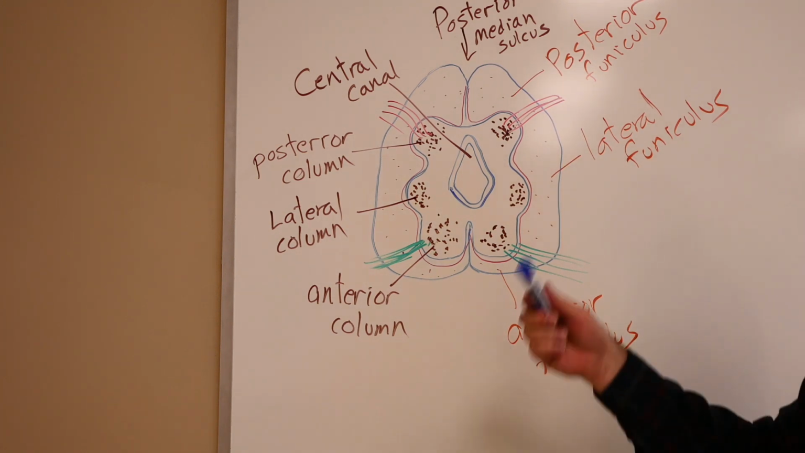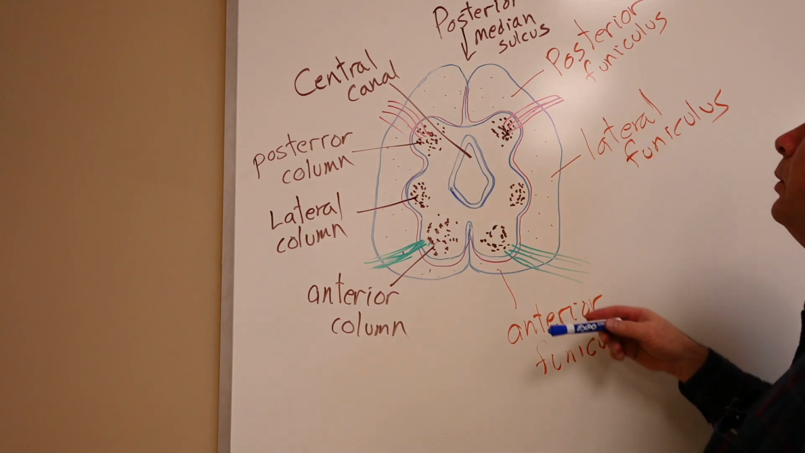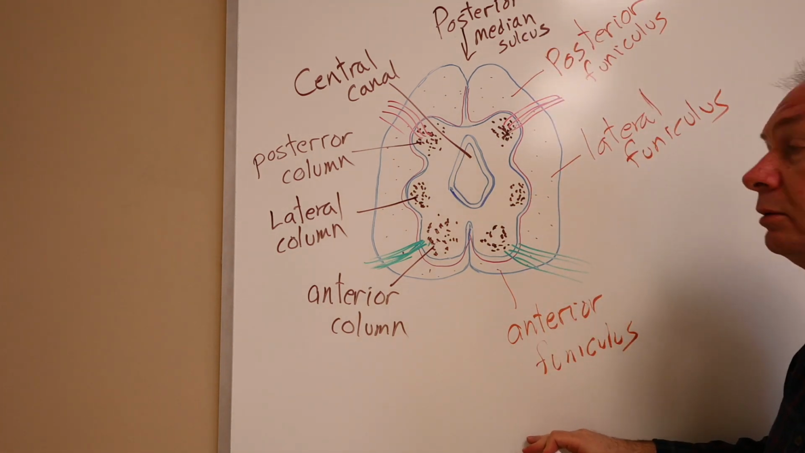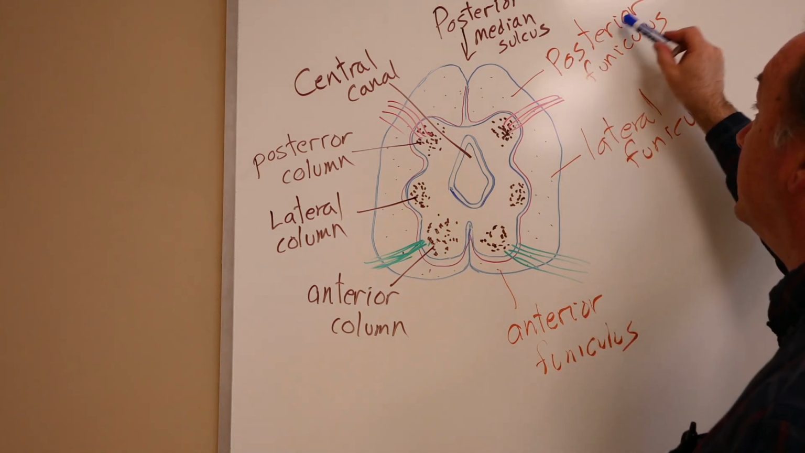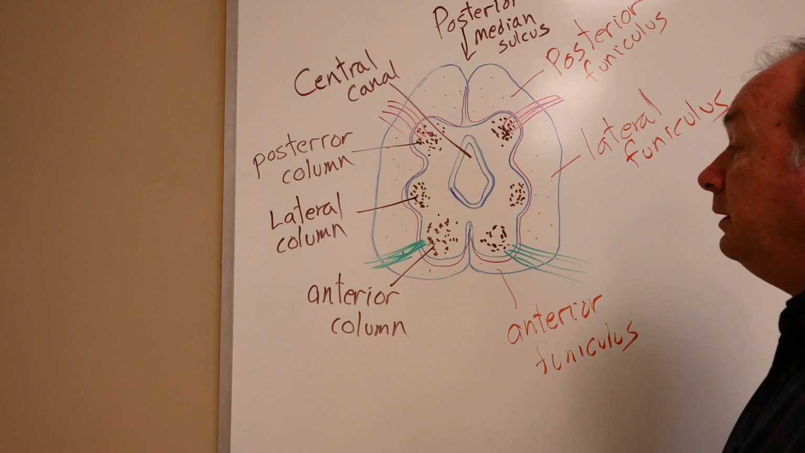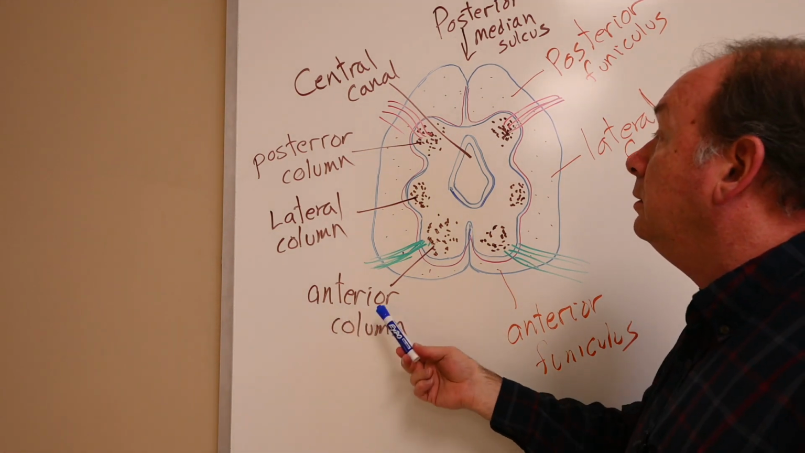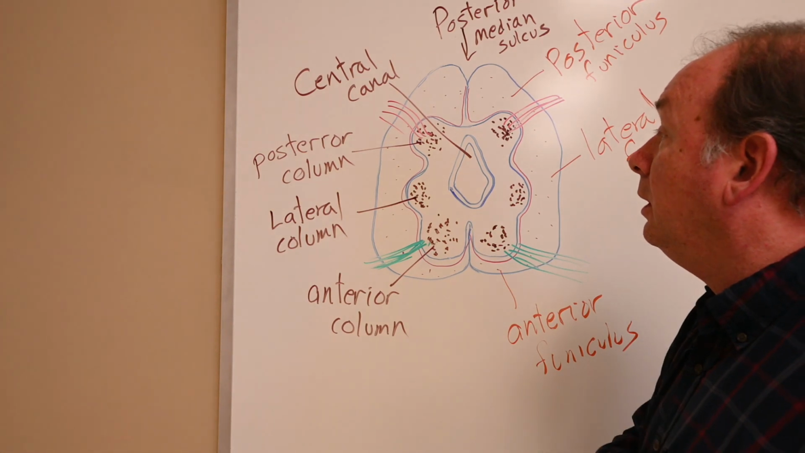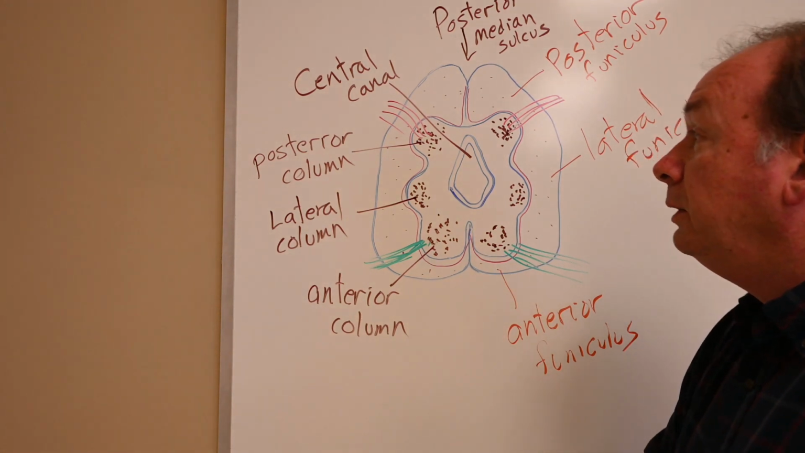You can see that we're kind of interchanging the terms for posterior and dorsal, anterior or ventral here. So this could be called a dorsal funiculus, and this could be called a ventral funiculus. This could be called a ventral horn down here, and your posterior column could be called a dorsal column up there.